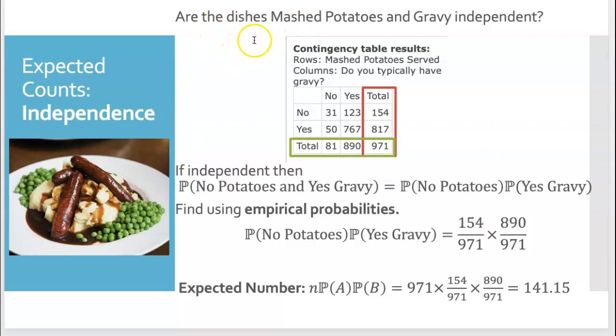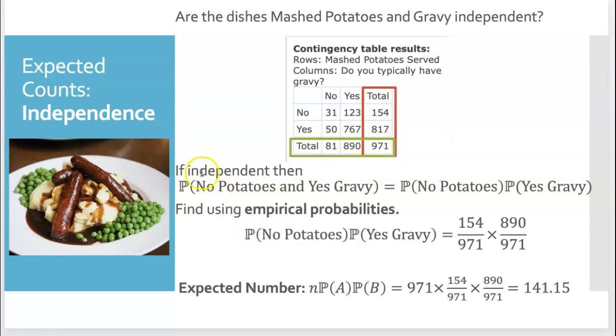We say, are the dishes mashed potatoes and gravy independent? On the columns I have gravy, and on the rows I have mashed potatoes. Here this 154 means 154 dinners did not have mashed potatoes. 817 here means 817 dinners had mashed potatoes. This 81 here means 81 dinners did not have gravy, and this 890 here means 890 dinners did have gravy. We're going to need these totals to calculate this probability of A times probability of B.